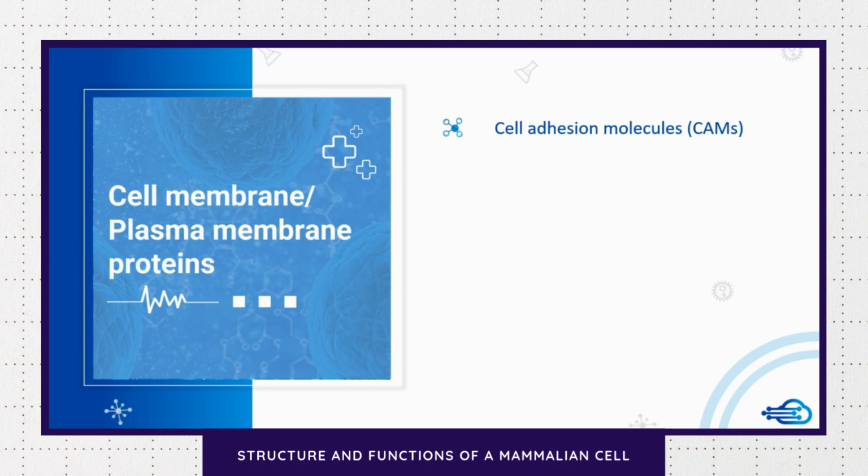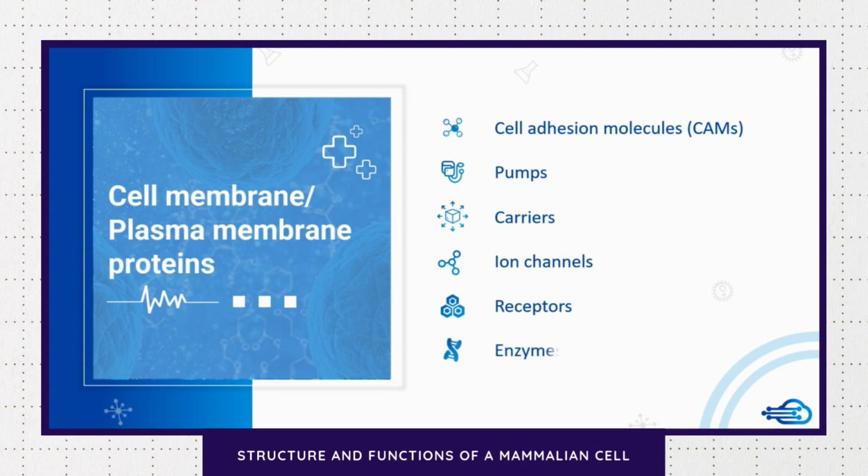That means they can connect one cell to another cell, or they can connect one cell to the extracellular matrix. Then they can act as pumps, carriers, ion channels. Okay, and these we will discuss in detail in transport across cell membrane. Then they act as receptors. That means if there is any hormone or any chemical present, it can bind to the receptor and the information can be conveyed to the inside of the cell.